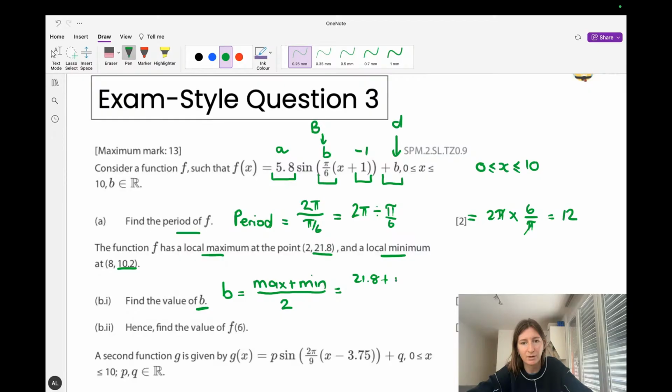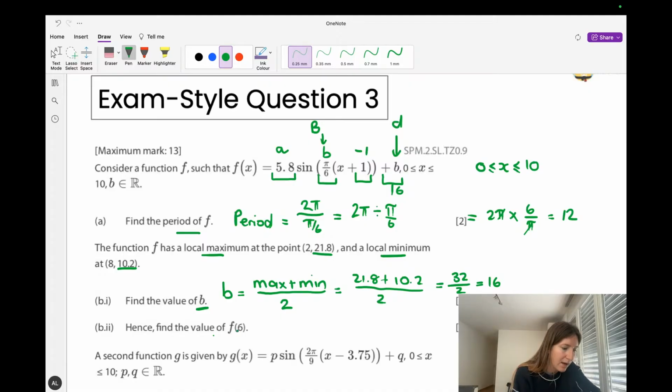21.8 plus 10.2 over 2. Well, there's a nice 8 and 2, so that's 22 plus 10, which is 32 over 2, which is 16. There we go. So the value of b is 16, which is nice to fill in when we have it. 16. Hence, find the value of f of 6.